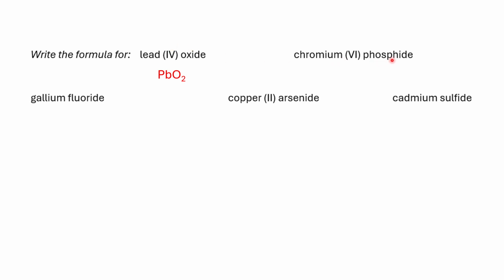So chromium 6 phosphide. So this is, again, the Roman numeral is the charge. Don't get confused and think the Roman numeral is the number of chromiums. It's not the subscript, it's the charge. So chromium 6 phosphide would give us CrP2 because phosphide is -3, right? So if chromium is +6 and phosphide is -3, I would need 2 phosphides to balance that +6 charge on the chromium. All right, go ahead and pause and try those last 3 on your own.